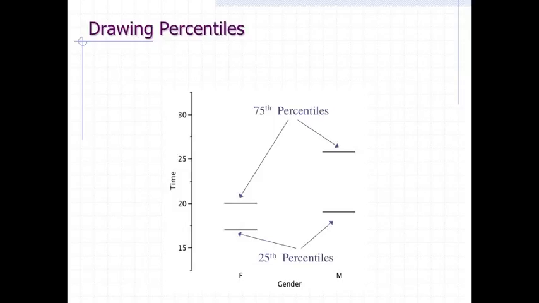Then we draw lines representing the 25th and 75th percentiles for each gender. Thus, for each gender, the lower line is the 25th percentile and the upper line is the 75th percentile. For the women, the 25th percentile is 17 and the 75th percentile is 20. For men, the 25th percentile is 19 and the 75th percentile is 25.75. We can see already that it took men longer than women to name the colors since both percentiles are higher for the men than for the women.